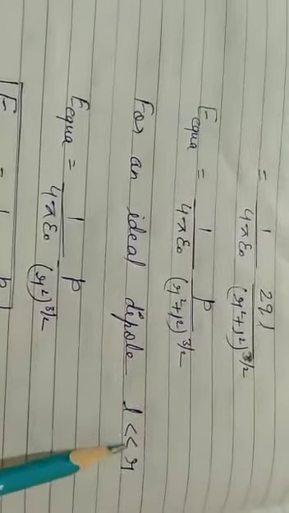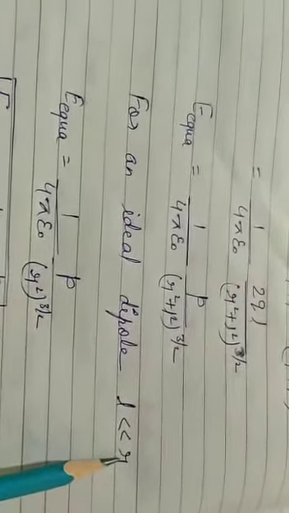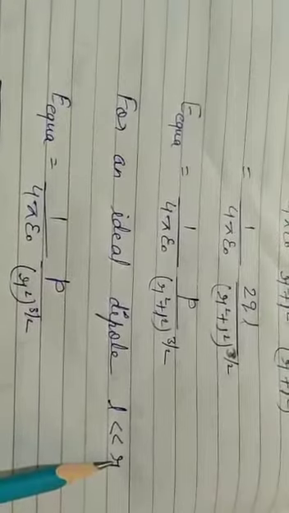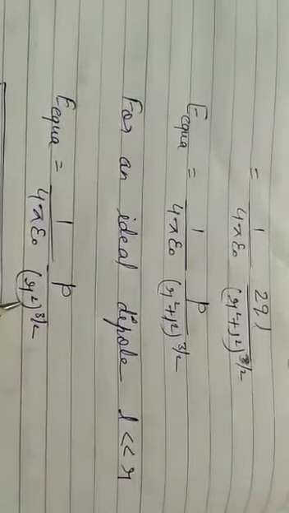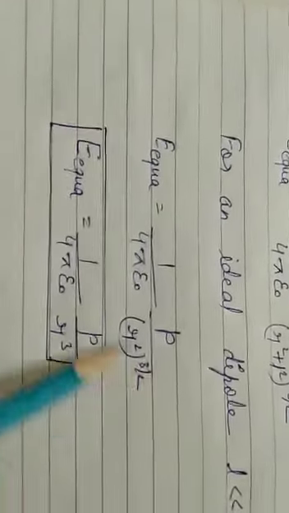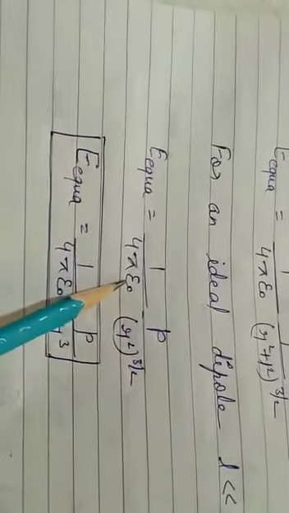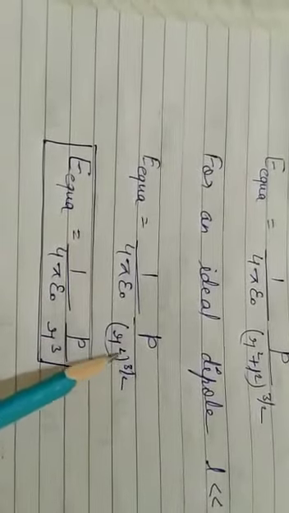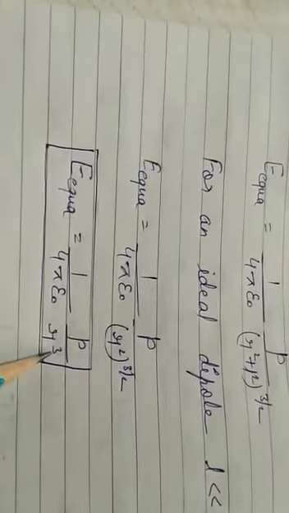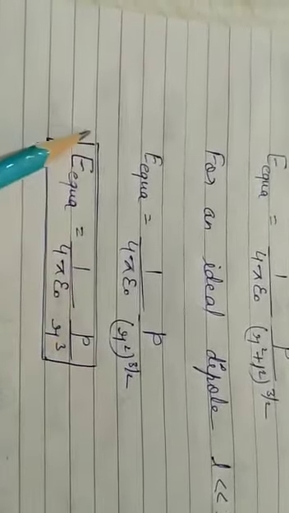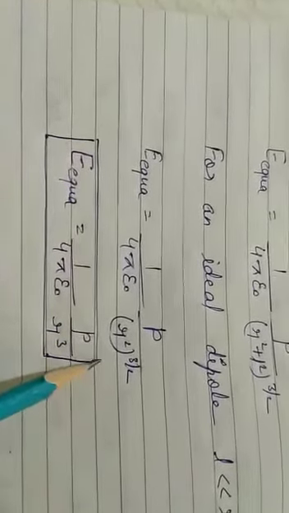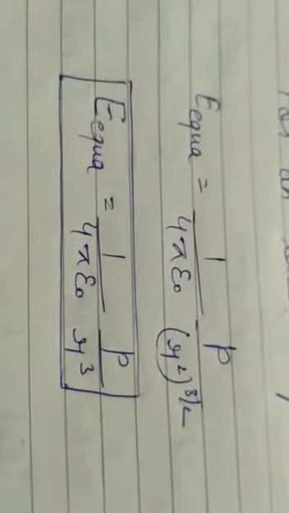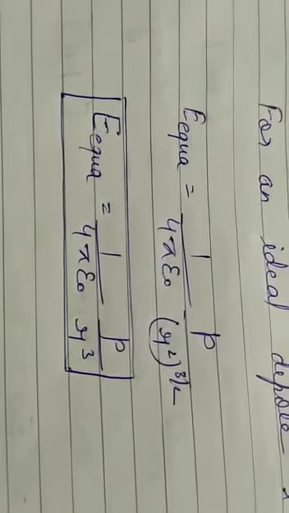Now for an ideal dipole, L is very less than R. So when we neglect L, we get this one. E equatorial equals 1 upon 4 pi epsilon naught P upon R square to the power 3 upon 2, 2 cancel, R cube. This is the final formula for an ideal dipole, the electric field for an ideal dipole at a point in equatorial position.